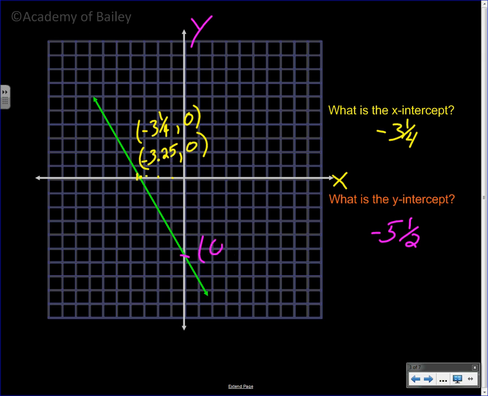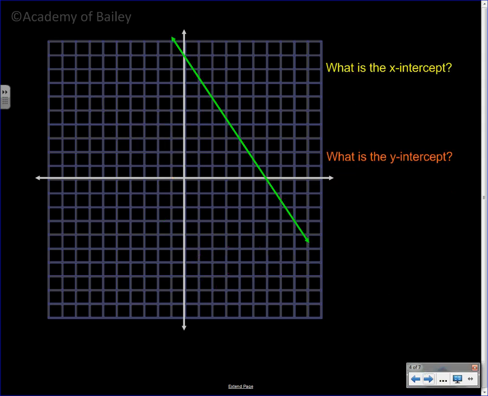The x value was 0. You went left and right 0, and then down 5.5. Something like that. Either one of those points would be fine. Let me see you identify what the x and the y intercepts are. As soon as you get finished, hit play on the video and check to make sure your x and y intercepts match the ones that I found.